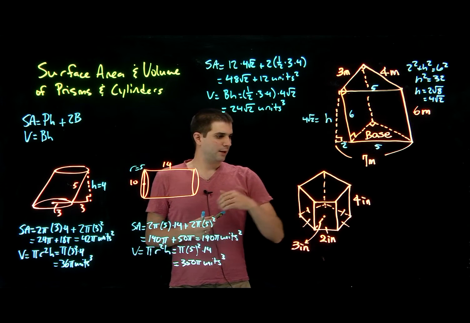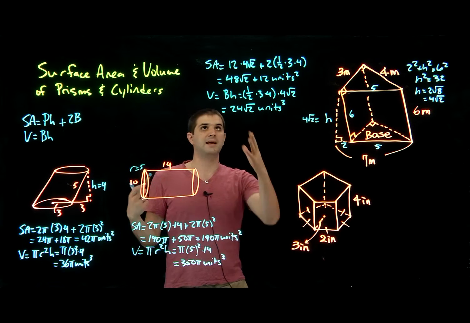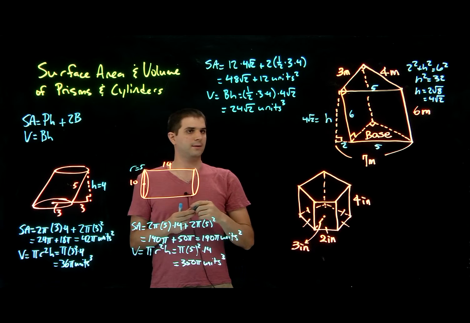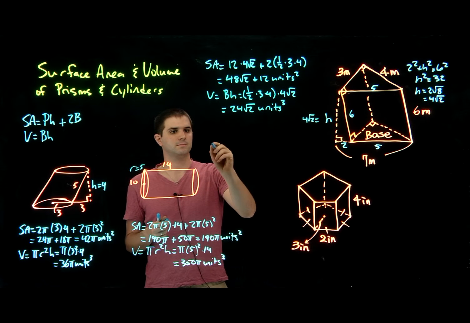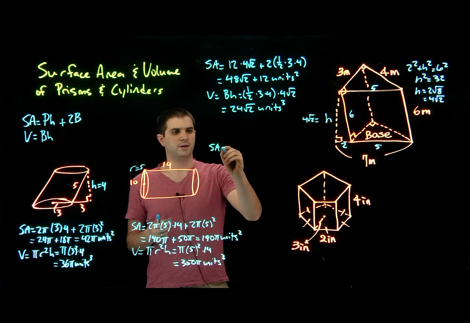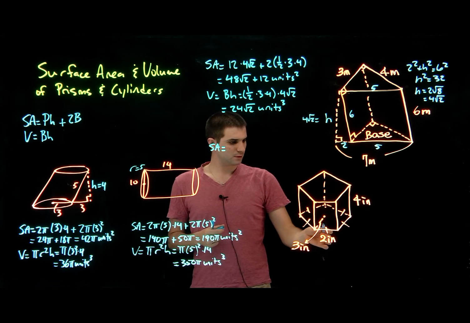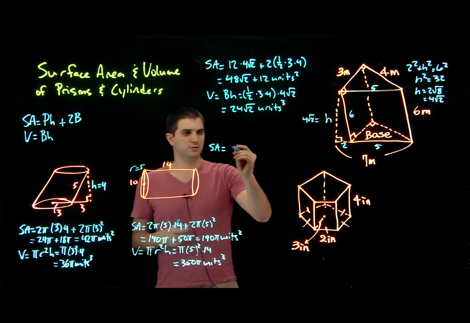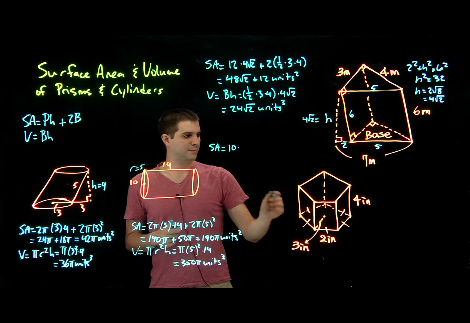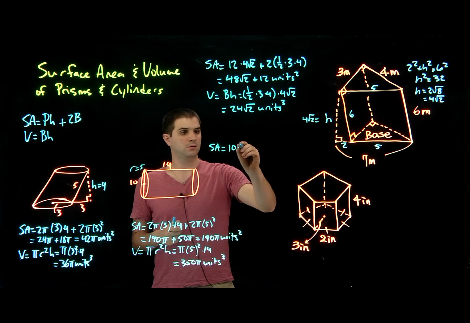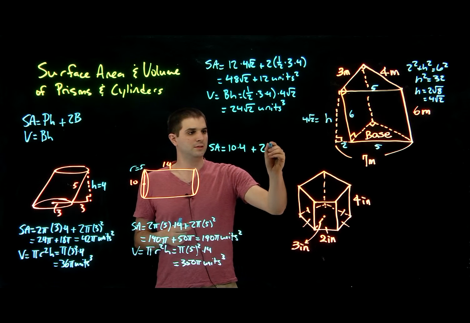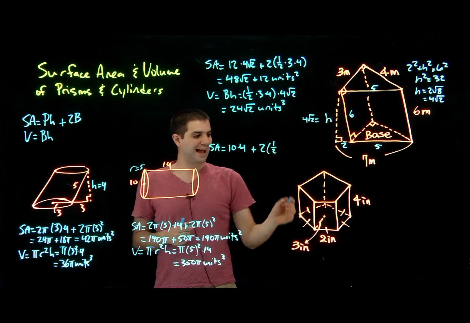All right. Coming down here then, the last problem. Again, same formulas as before. So surface area equals perimeter. The perimeter of the base looks like it's going to be 10, right? So 10 times the height, which is 4, plus 2 times the area of the base, which is 1/2 AP.